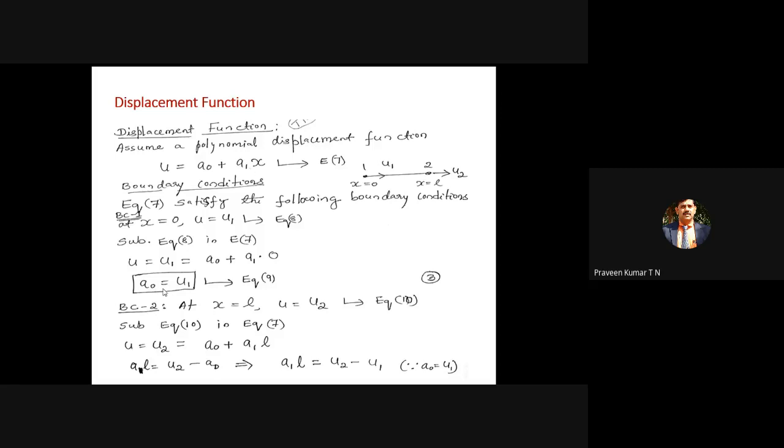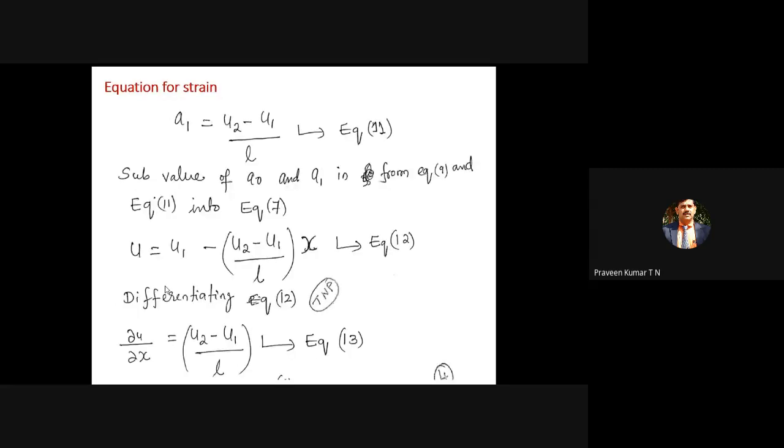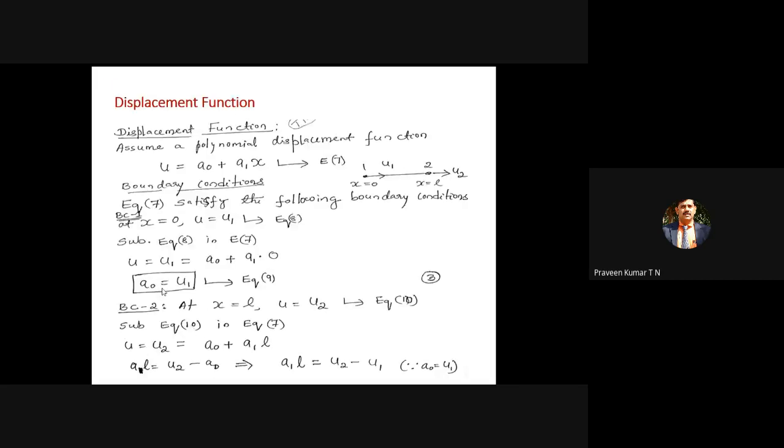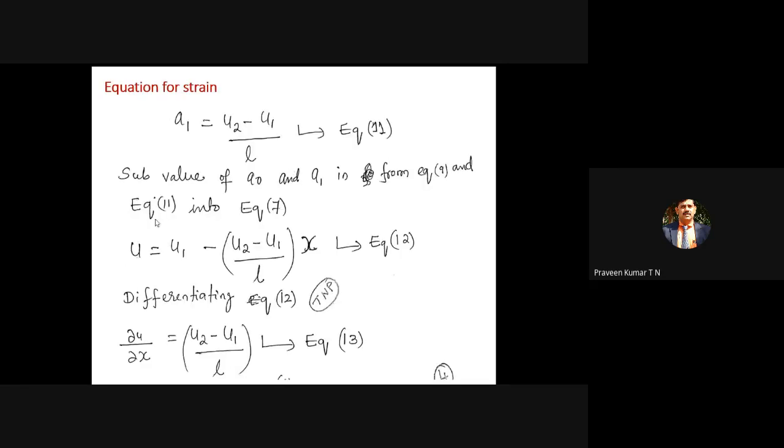Finally, we get A0 is equal to U1 and A1 is equal to U2 minus U1 by L. So now we have the equation for A1 and the equation for A0. If we substitute the values of A0 and A1 in equation 7, we end with U is equal to U1 plus and so on. This is the equation for the displacement. It is an assumed displacement. You are writing the displacement in mathematical form.